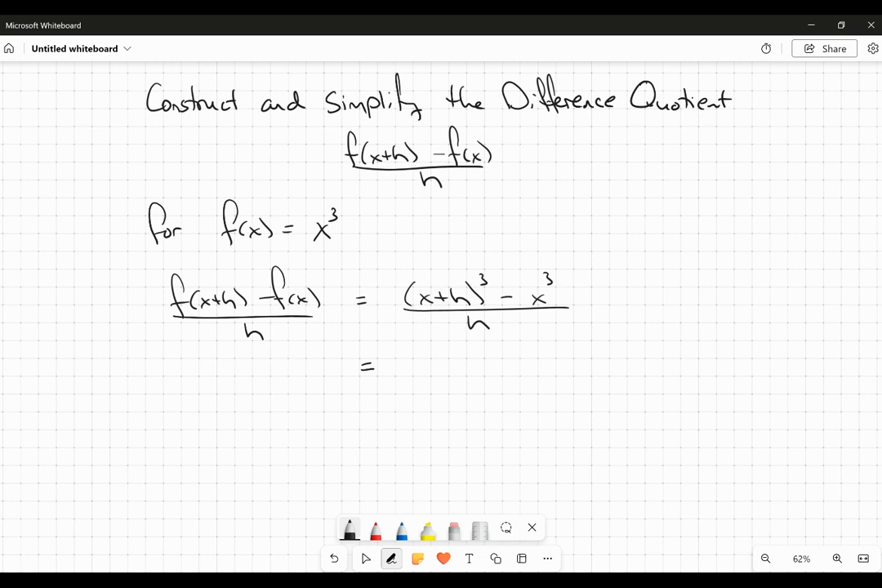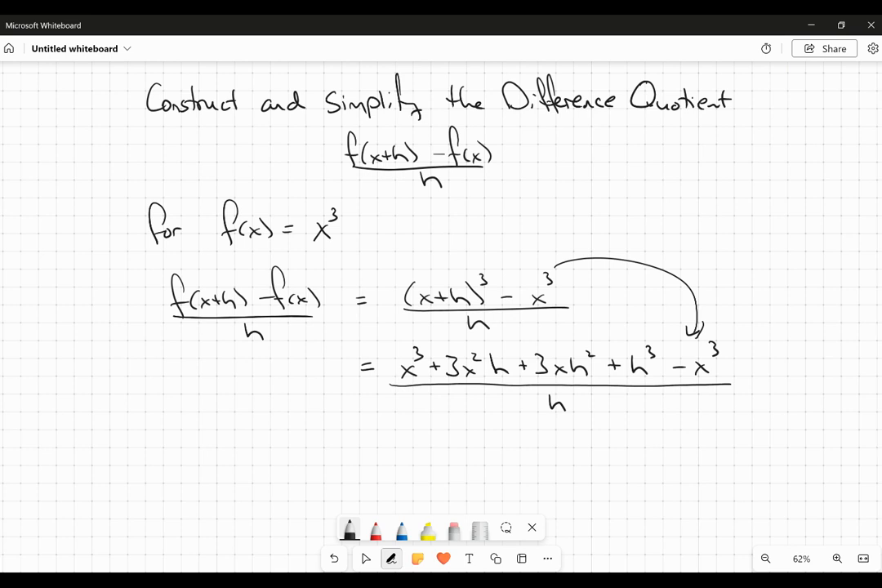Now, from a previous course, you should have looked at binomial expansion. If you're looking at this video, you've probably seen that before. x plus h cubed is going to be x cubed plus 3x squared h plus 3xh squared plus h cubed. And then we've got that minus x cubed at the end there, and this is still all over h. That's just me applying binomial expansion for a cube. There are other videos out there to show you how to do that if that's confusing at all.